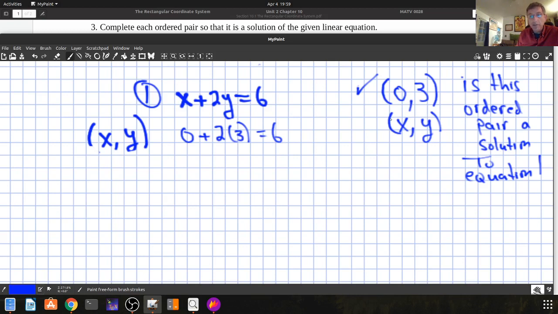Is it the only solution? Well, let's check and see if the ordered pair 6, 0 is a solution to equation 1.